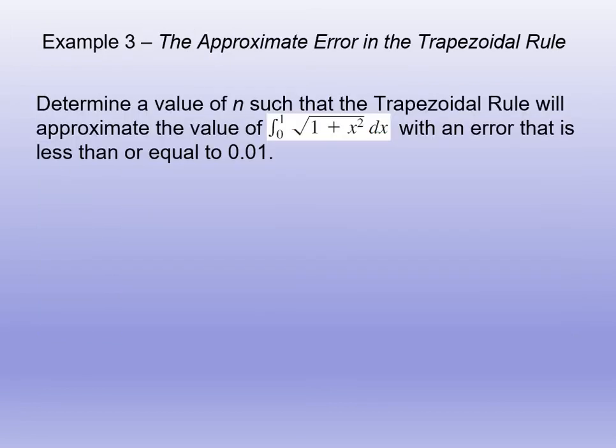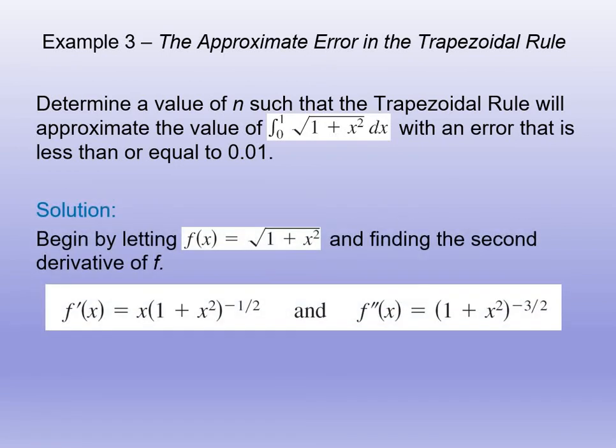All right, so we want to determine a value of n such that the trapezoid rule will approximate within an error of 0.01. And we're going to do that to this integral from 0 to 1 of the square root of 1 plus x squared dx. So we want to be within an error of 0.01. What we're going to do is find the second derivative because we're using the trapezoid rule here.